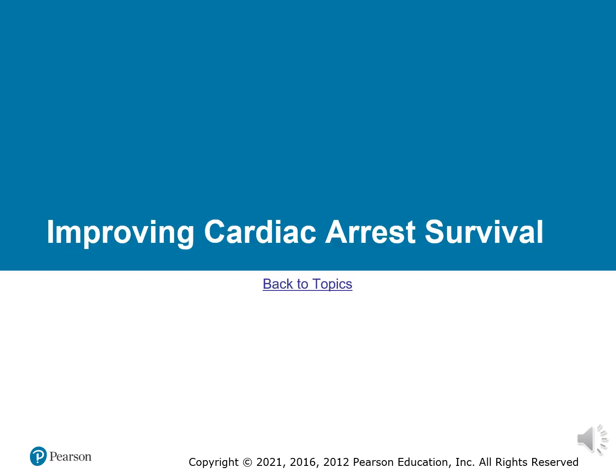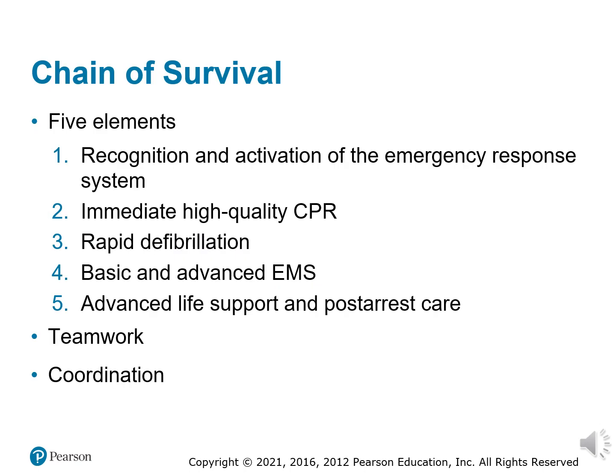In this section, we're going to talk about improving cardiac arrest survival. So in the chain of survival, there are 5 elements. Number 1 is recognizing and activating the emergency response system. 2, immediately starting high quality CPR. 3 is rapid defibrillation. 4 is basic and advanced EMS. 5 is advanced life support and post-arrest care. Big thing, good teamwork and good coordination.